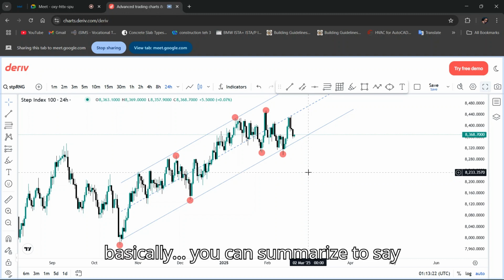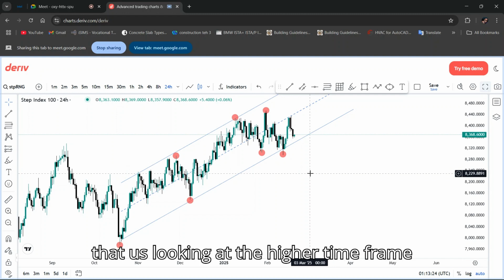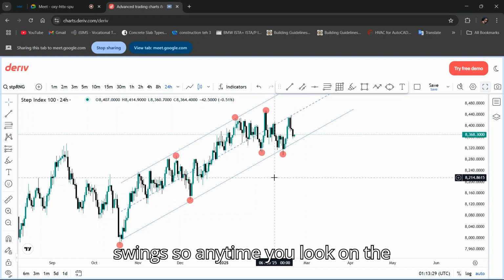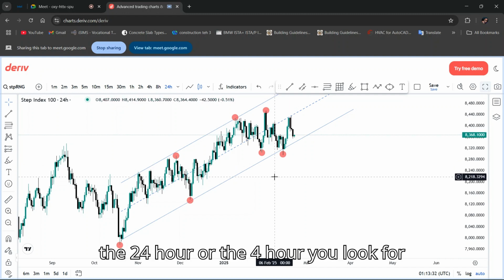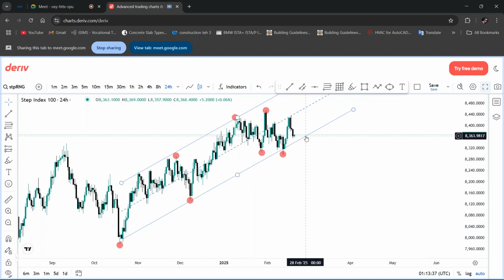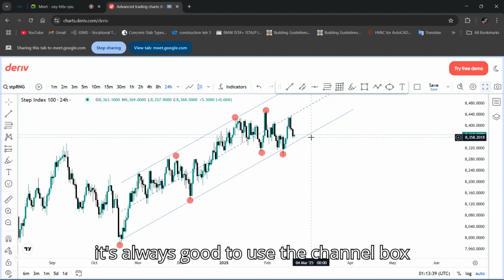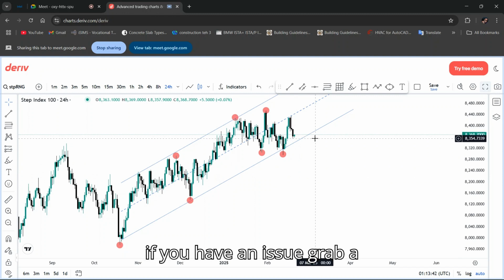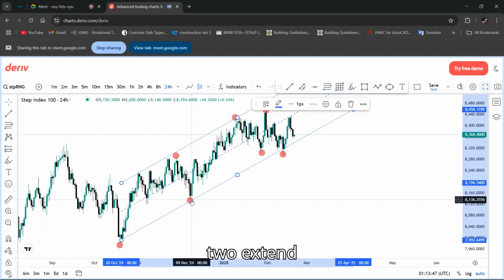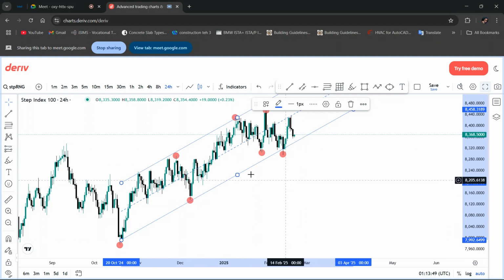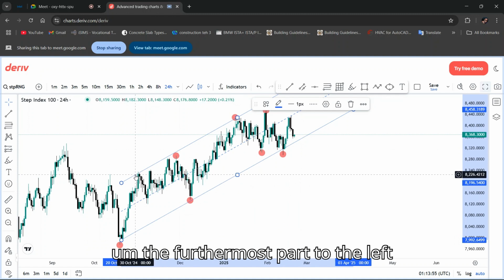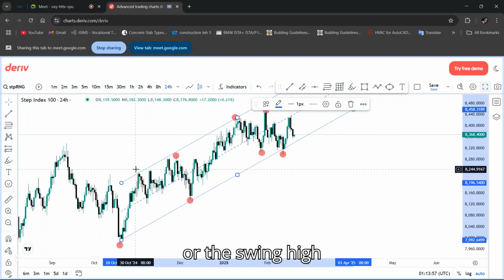But basically, you can summarize to say that when we look at the higher time frame, we're mainly focusing on the external swings. So anytime you look on the 24 hour, the 4 hour, you look for the highest point and the lowest point. Sometimes it's good to use the channel box because it will assist you. If you have an issue, grab a channel box, touch one, touch two, and extend it to the furthermost part to the left, the swing high.